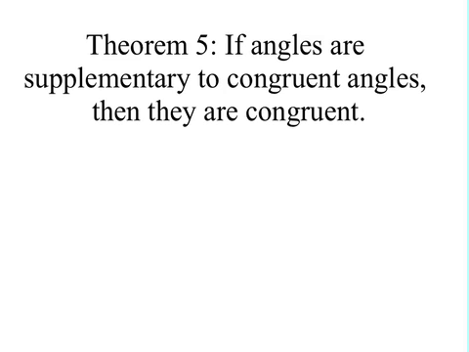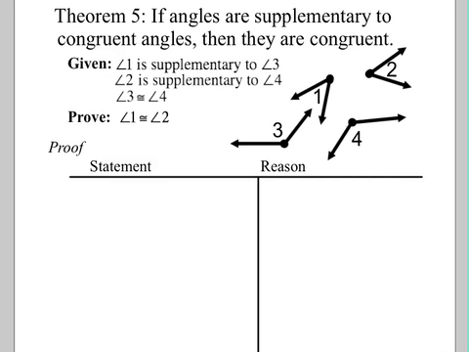And Theorem 5 is similar to Theorem 4, but a little bit different. It states, if angles are supplementary to congruent angles, then they are congruent. So we set up the two-column proof again, and now we have that angle 1 is supplementary to angle 3, and angle 2 is supplementary to angle 4. So instead of angle 1 and angle 2 being supplementary to the same angle, they're supplementary to different angles. But those two different angles are congruent to each other. The third line in the given is angle 3 is congruent to angle 4. Our job then, and again it's kind of obvious, but we're going to prove that angle 1 is congruent to angle 2. And it's similar to the previous proof.